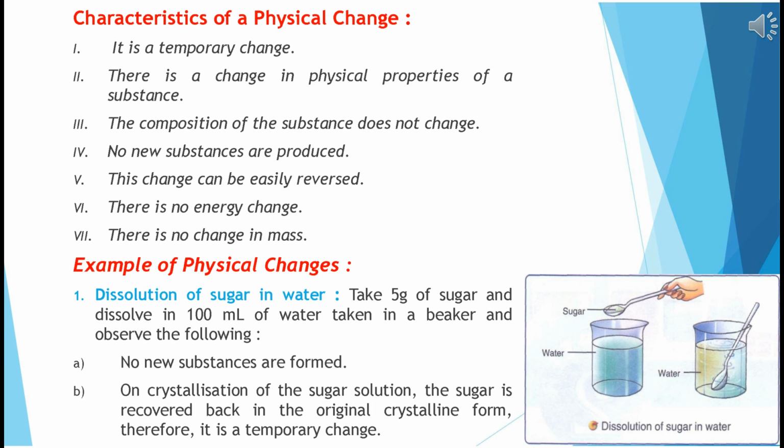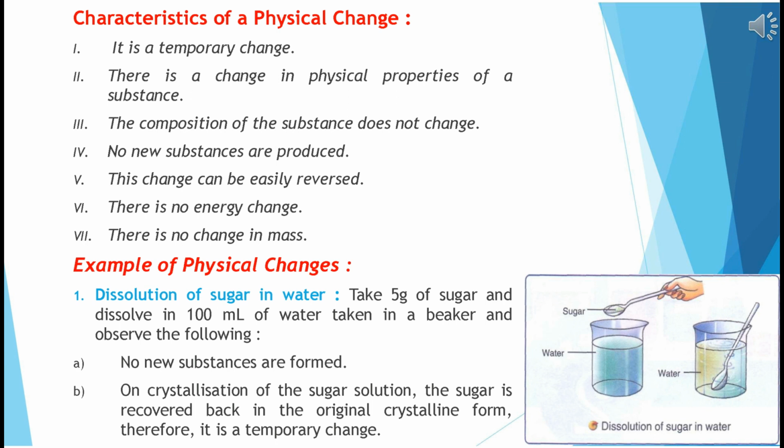Then examples of physical changes. When we see examples of physical change, you can understand easily what a physical change is. The first example is dissolution of sugar in water. For this experiment, take 5 gram of sugar and dissolve it in 100 ml of water taken in a beaker. You can see in the diagram, we take the beaker, we take 100 ml of water, then we add 5 gram of sugar to the 100 ml of water and we make a solution.